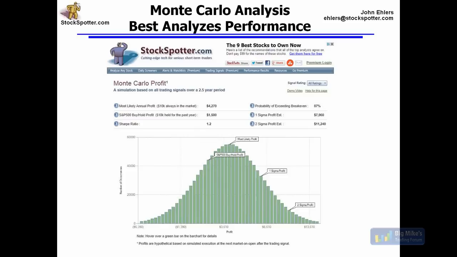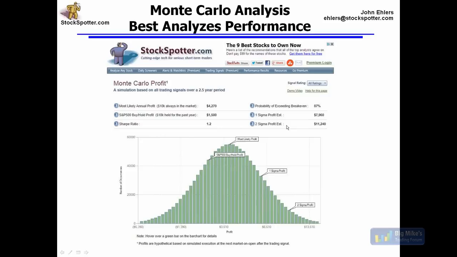The probability analysis also shows you have a 13% chance of not making money over the year. Actually, that may scare you, but that's a pretty good percentage. And looking on the good side, there is about a 32% chance of making almost $8,000. And at the two sigma point, that's a 2% chance you can make almost $11,000.